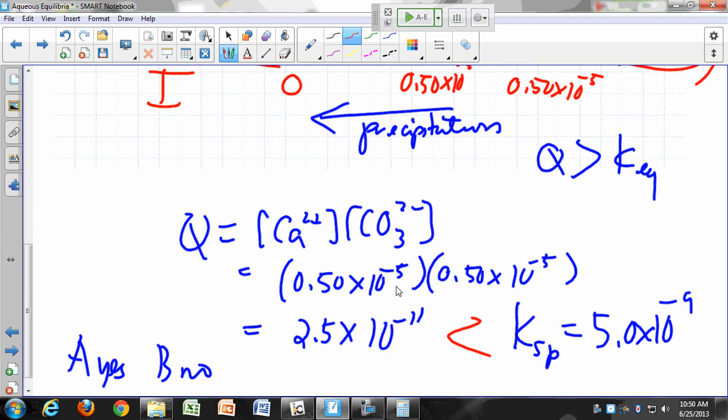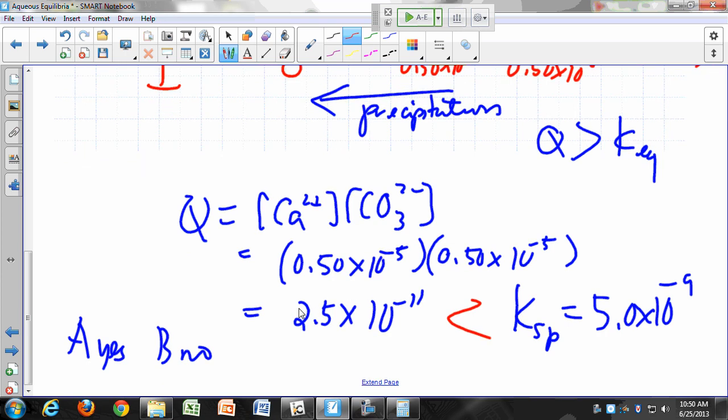So if your concentration is such that your Q exceeds the value of KSP, then you'll have precipitation. By the way, when we're dealing with KSP, Q is also known as the ion product. So you might encounter that term. When you're dealing with KSP and solubility equilibria, ion product refers to the reaction quotient that you can compare with KSP.